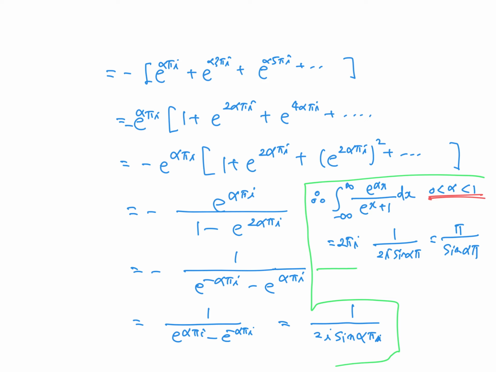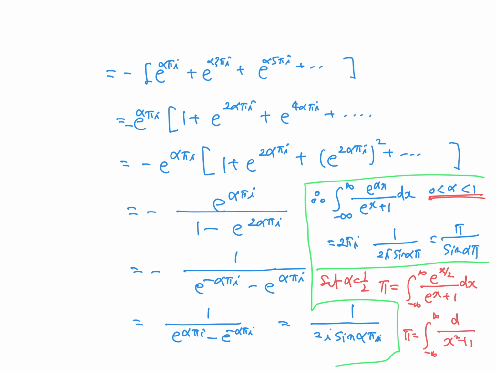so I can set alpha 1/2. We have pi, exponential x plus 1 exponential x over 2 dx. Previously we have another pi, so I'm quite curious why there are so many expressions of pi.